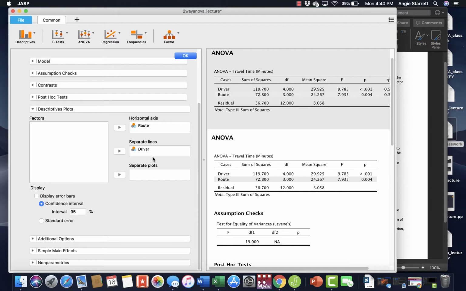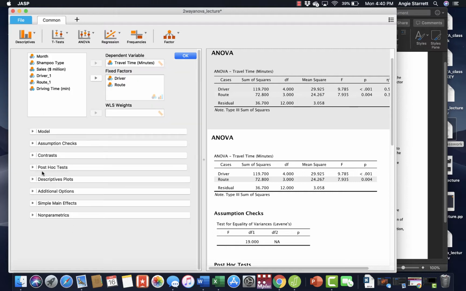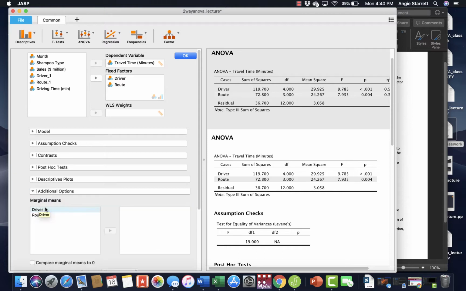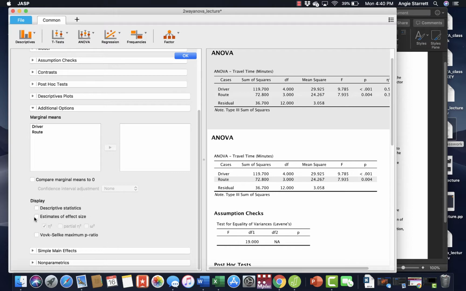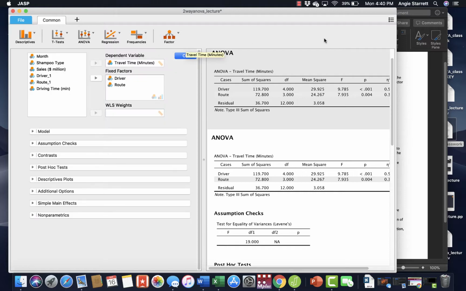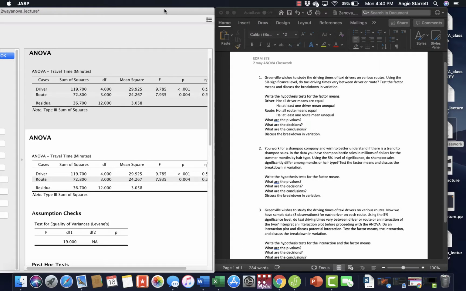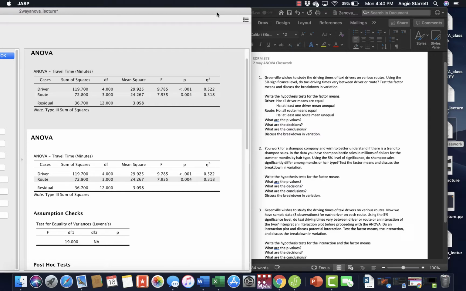Anything additional? Yes, under additional, let's do estimates of effect size. All right, so I'm trying to think of everything that I could possibly ask you for. Are we good? All right, so let's split our screen here, and I'm going to open this so we can see everything.